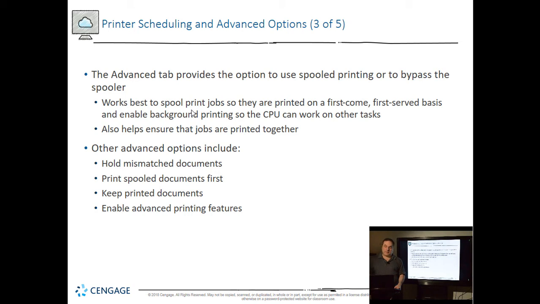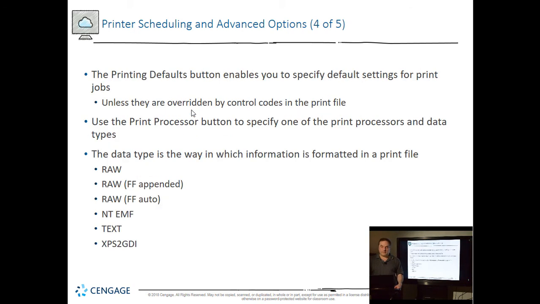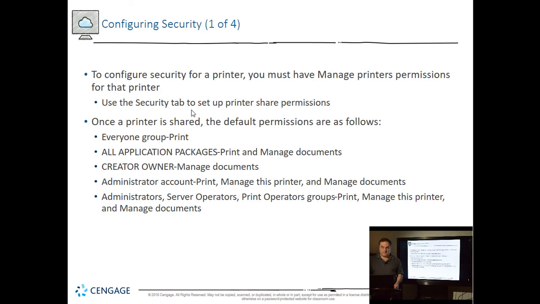The Advanced tab provides the option to use spooled printing or to bypass the spooler. You have other options such as holding mismatched documents, printing spooled documents first, etc. You also have some advanced options such as the data type. Is it a raw type of data, text type of data? Typically you won't make any changes to this. Most of the time, leave it as it is. Microsoft will automatically detect it and put in the correct one. On the occasion where that's not the case, you would look to the vendor to tell you which boxes to check. I don't recommend you make any changes to that on your own without vendor information.